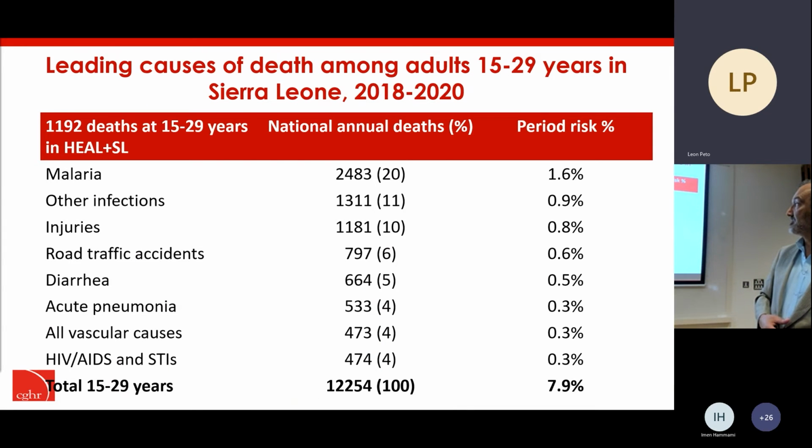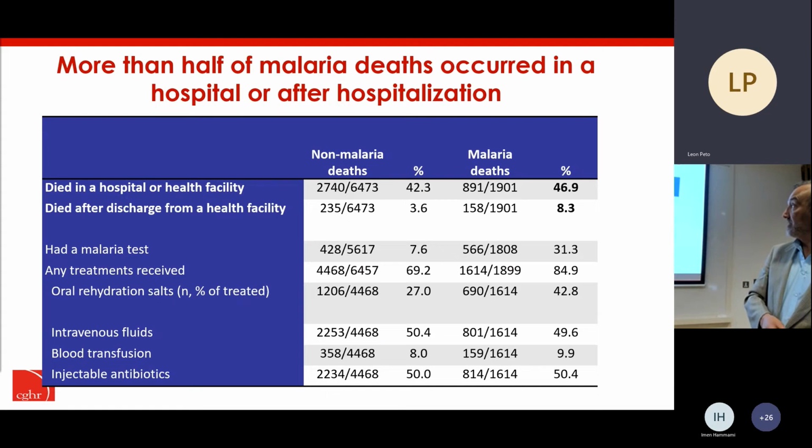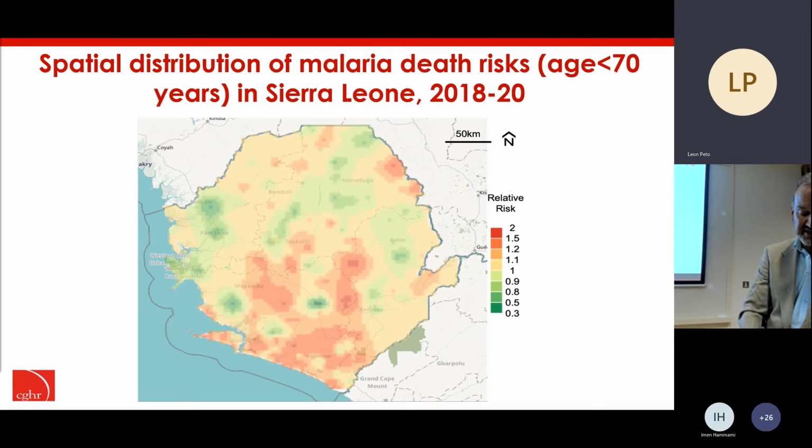And this just shows the contribution of malaria at different age groups. At 15 to 29, it's the leading cause of death, about 20% of deaths. At ages 30 to 69, it's still the leading cause of death, 14%. And the period risk is higher because the death rates are higher. And then when we look at the malaria deaths that occur, a surprising number occur in those that actually were in a hospital or recently discharged. And a surprisingly low number actually received the relevant treatments or even had a malaria test. So there's real concern about the quality of malaria treatment that might be contributing to this high mortality.